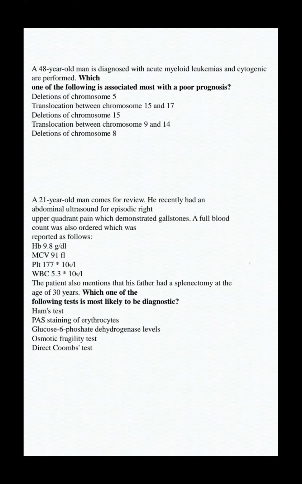A 21-year-old man comes for review. He recently had an abdominal ultrasound for episodic right upper quadrant pain, which demonstrated gallstones. A full blood count was also ordered, which was reported as Hb 9.8, MCV 91, platelets 177, WBC 5.3. The patient also mentioned that his father had a splenectomy at the age of 30. Which one of the following tests is most likely to be diagnostic? Ham's test, staining of erythrocytes, glucose-6-phosphate dehydrogenase level, osmotic fragility test, and direct Coombs test.